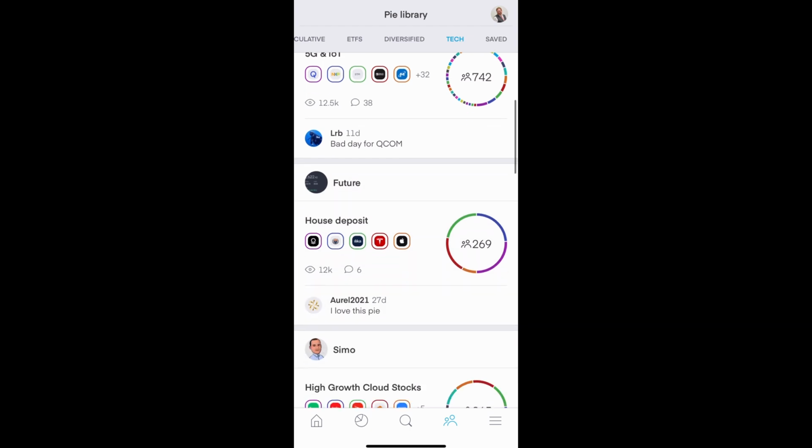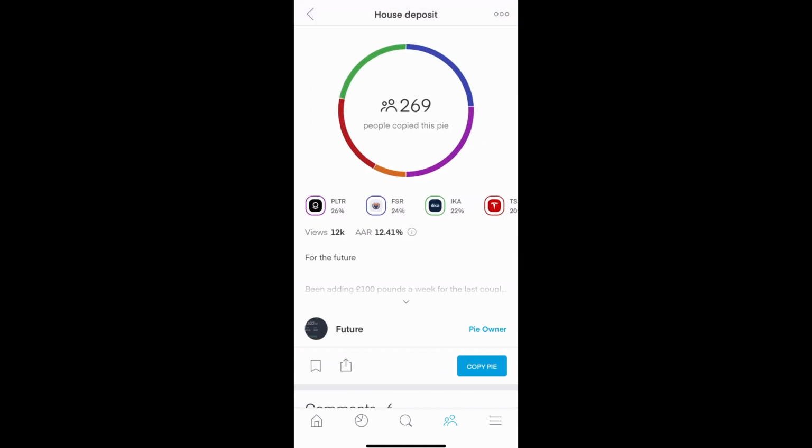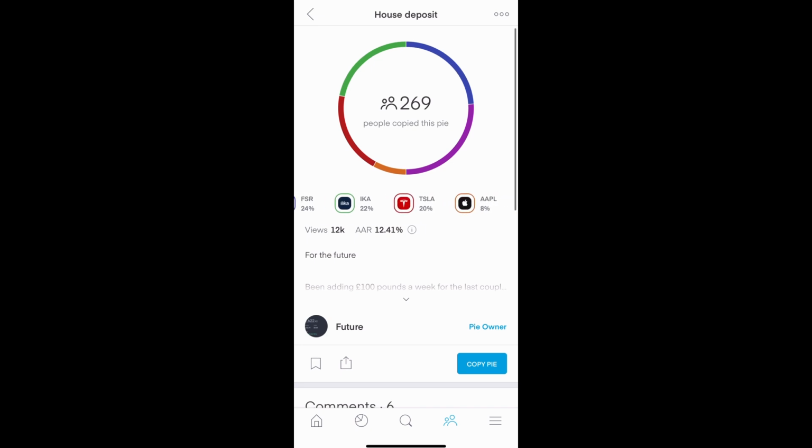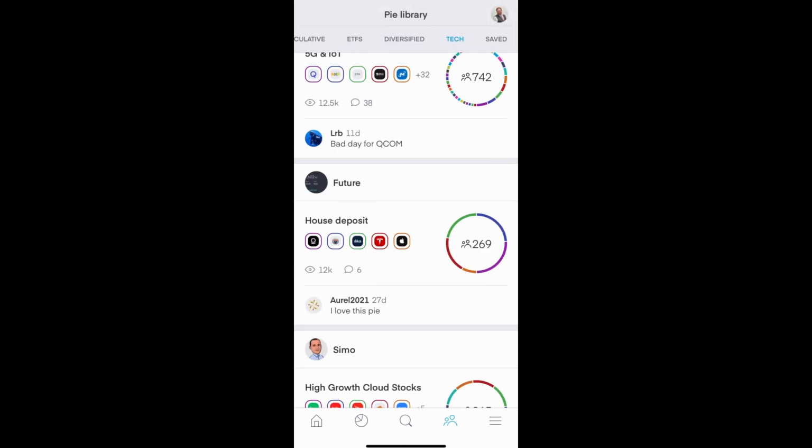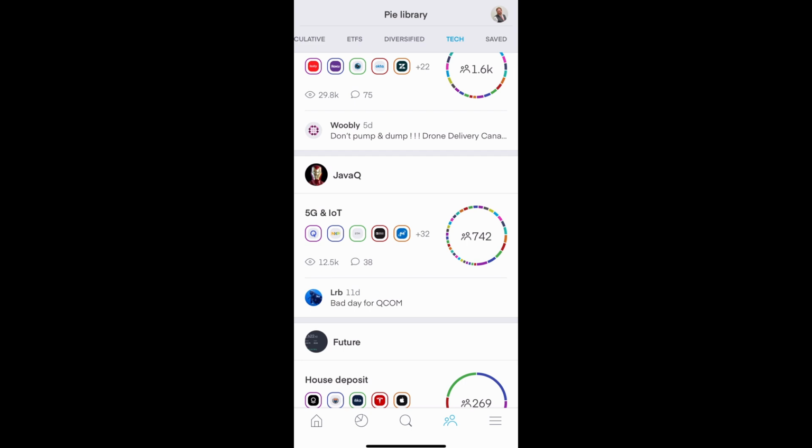So here, for example, we've got House Deposit. This person has created a pie, named it House Deposit, and it has 5 stocks in it. You'll see that there are these colours in the pie, and that is the percentage that goes into those particular stocks when you buy them. So when you put in money, 8% goes into Apple, 20% into Tesla, and 22, 24 and 26 in the other shares. If you put £100 in, you're going to get £26, £24, £22, £20 and £8 across those 5 shares. You can either copy other people's pies, or you can create your own.